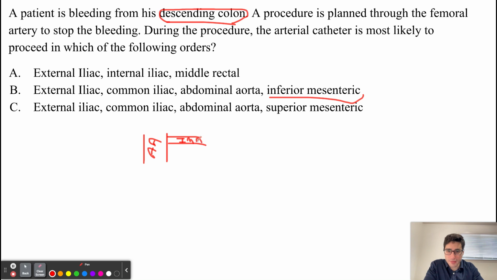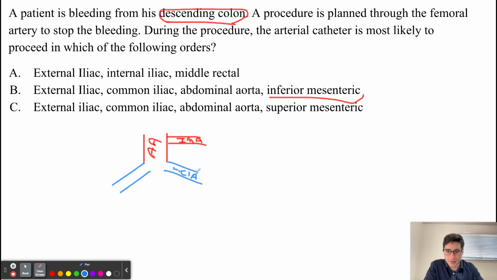Now at the level of the pelvis, the abdominal aorta is going to branch off into the left and the right common iliac artery. Let's just focus on one side. So let's say that this is the left common iliac artery. I'm just abbreviating to make this clip shorter.